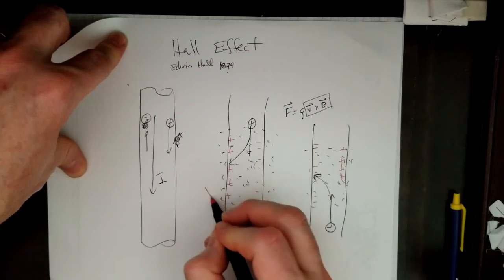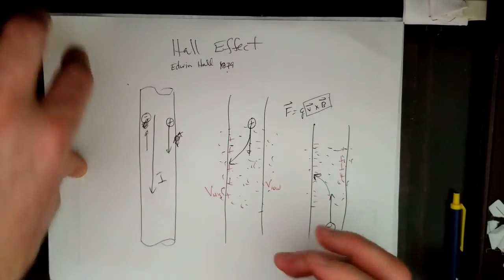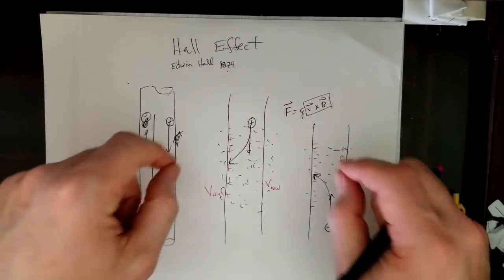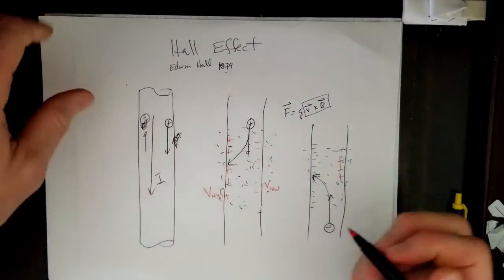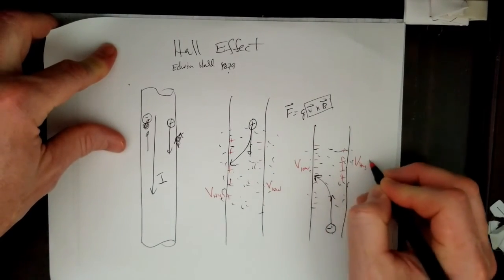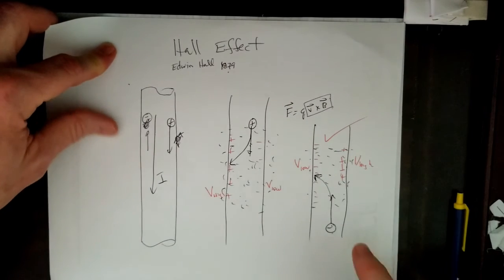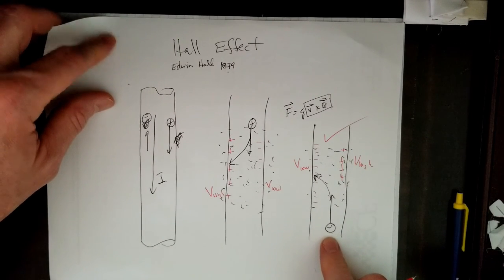If V high and V low are like that, I can just take a sensitive meter and put it on both sides. I can figure out which is the high side and the low side, and this is V low and this is V high. And this is the point at which we actually figured out it's negative charge flow. That is the Hall effect.